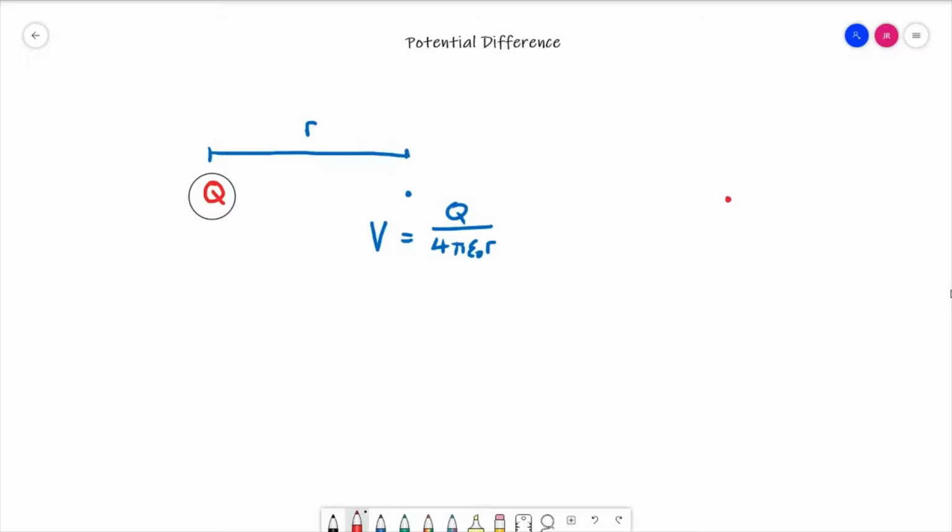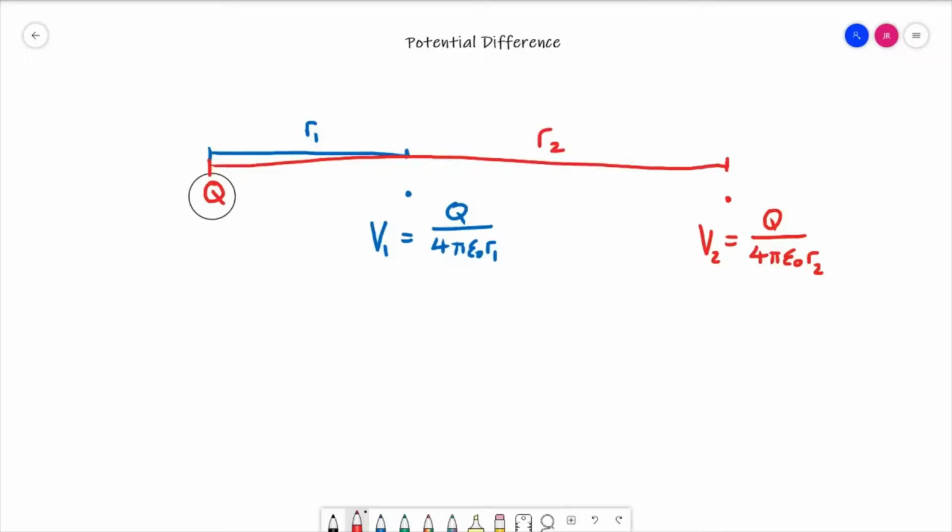If we were to take a second point a different distance away, we can also now measure the potential at this point. And just to make things clearer, I'm going to call the blue one V1 and therefore r1. The first point, I'm going to call this one V2 and r2 the second point, where r2 is that distance away. So it's the distance away from the charge.